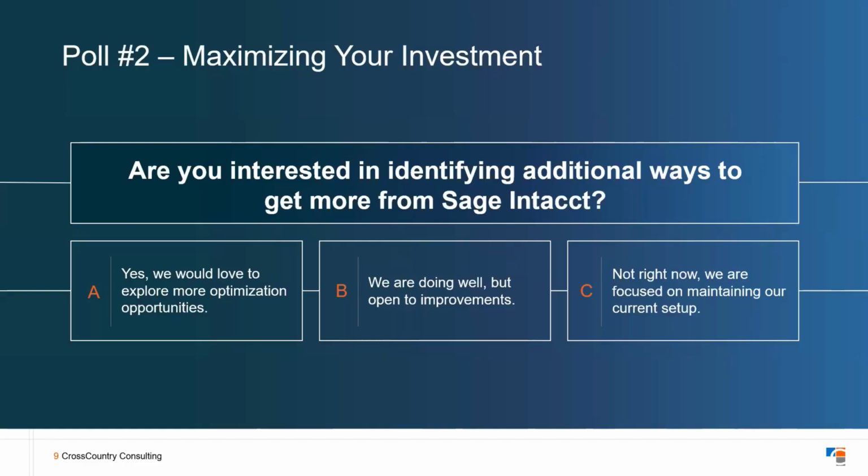We got the results. So looks like a majority, or the number one choice, is yes, would love to explore optimization opportunities. And then a lot of other people as well are open to improvement. So that's great. All right. So that is the second poll question. And with that, let's go ahead and jump into the release updates demo. And I will pass it along to Ashley to begin our review of release 1.